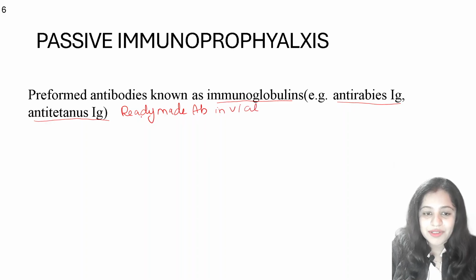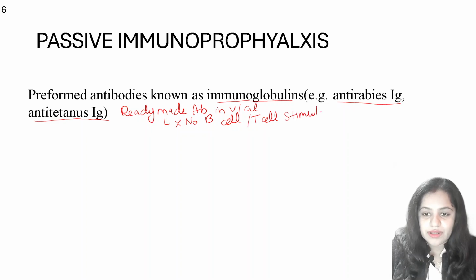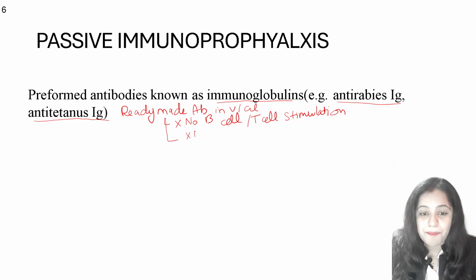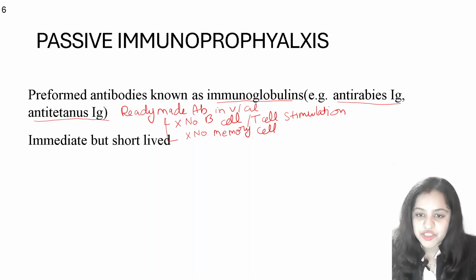So it has some advantages also, some disadvantages also. The good part about it, there is no B cell or T cell stimulation. Okay. It is a fast immunity. It works very fast, but it also doesn't stimulate memory cells. Because of this, it's not long lasting. So it is immediate but short lived.